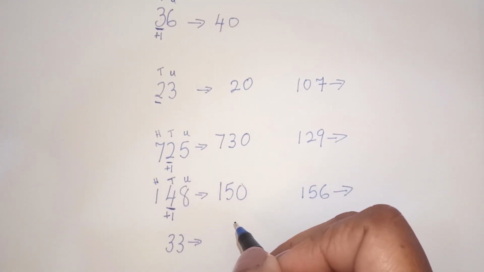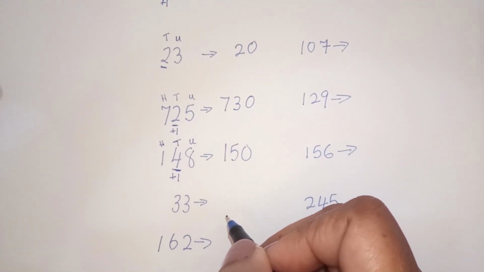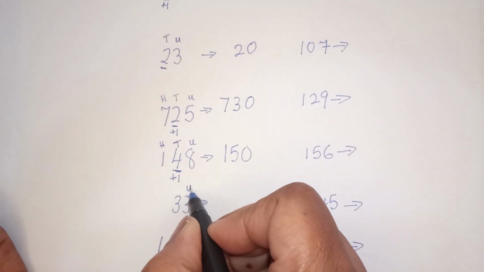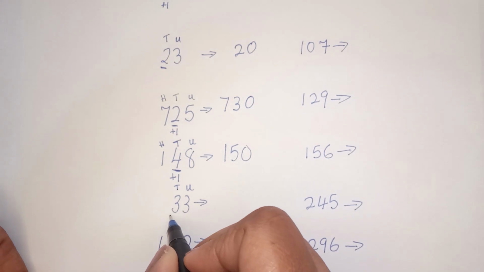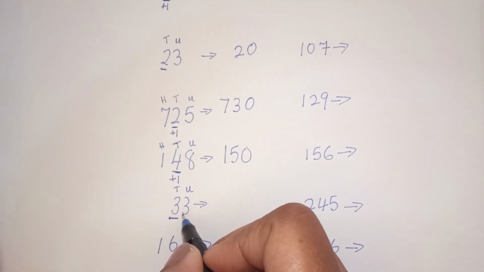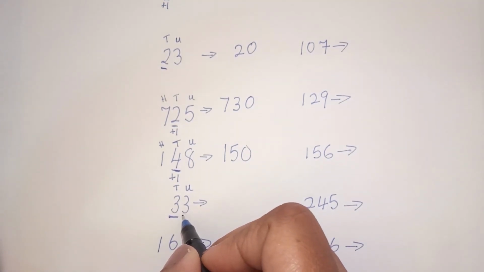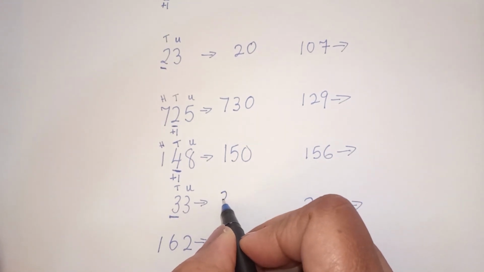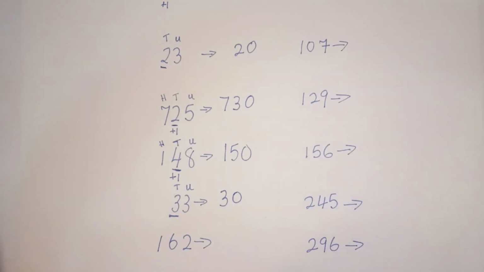Okay, we move on to another example. We have 33. So here we have units and tens. Spot out the tens and then see the number next to it is 3. 3 is less than 5. So we're going to write 3 as it is and 0.